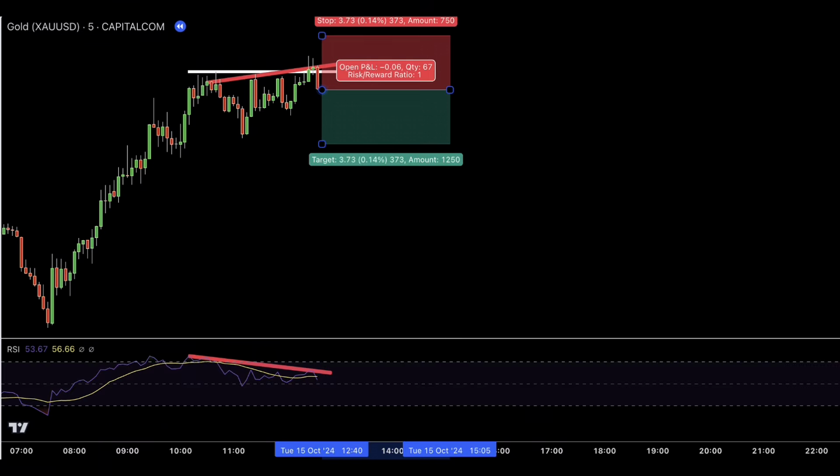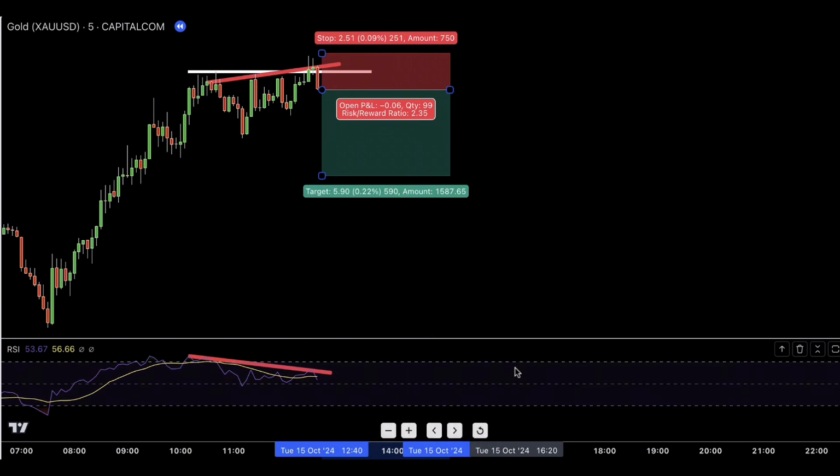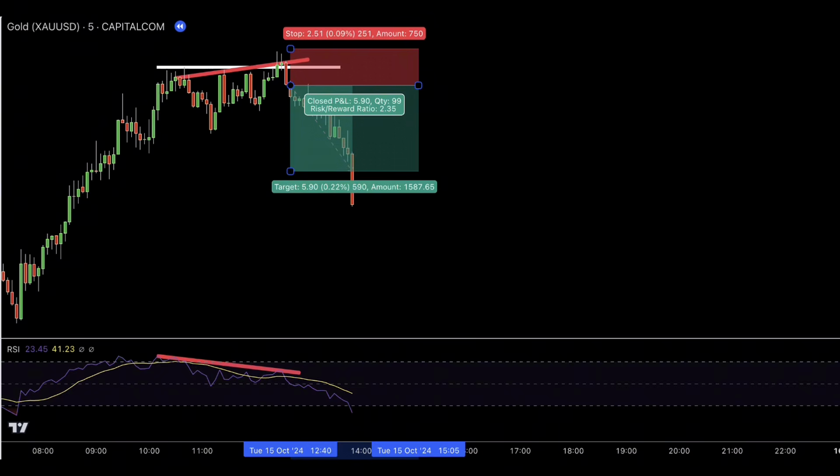The entry is placed at the close of the candle that closes back below the resistance level. The stop loss is positioned just above the high of the liquidity sweep candle. For the profit target, aim for the next support level while maintaining a minimum reward to risk ratio of 2:1. By combining a key resistance level, a liquidity sweep, RSI divergence, and higher time frame confirmation, you create a powerful confluence-based setup that can significantly improve the quality of your reversal trades.